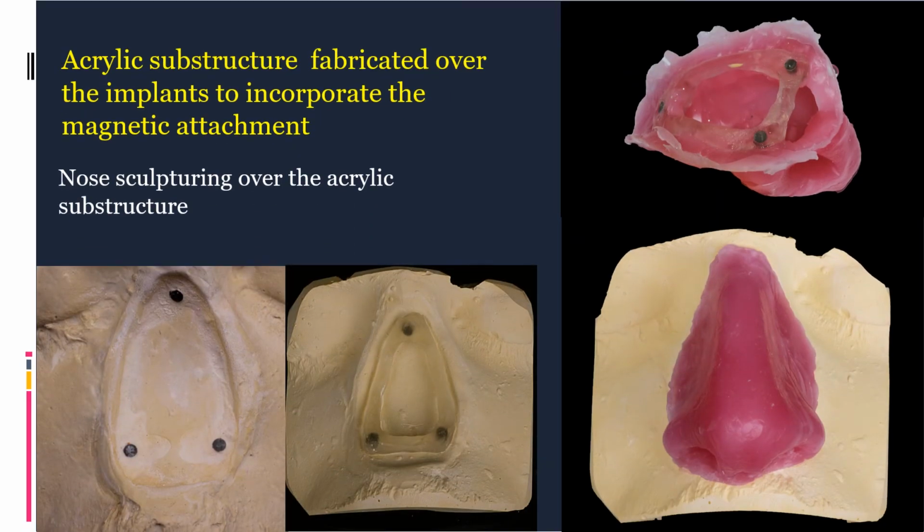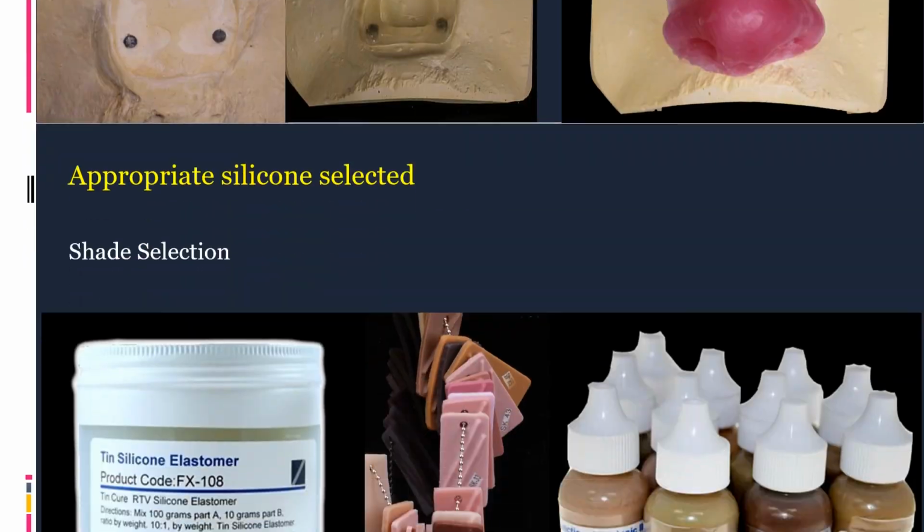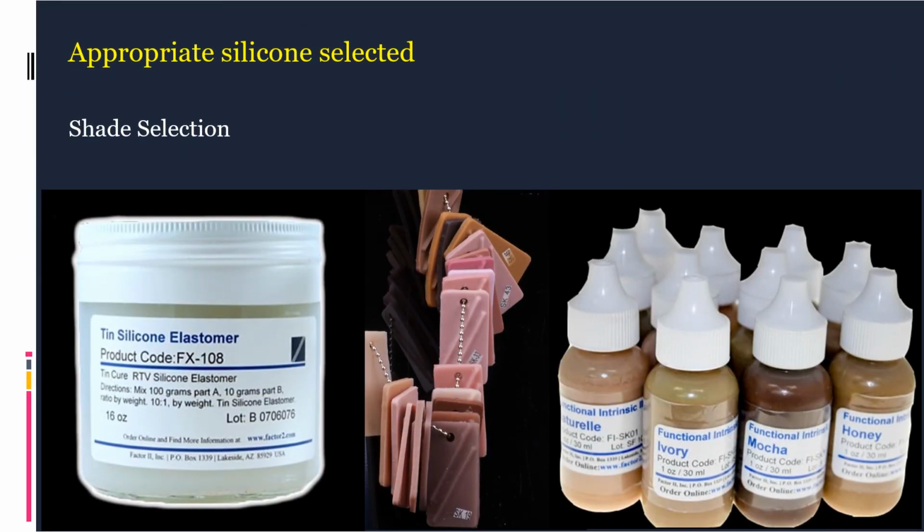If implants were installed after the resection, acrylic substructure is fabricated over the implants to incorporate the magnetic attachments. Nasal sculpturing is completed over the acrylic substructure. During the nose trial appointment, the appropriate type of silicone is selected and the intrinsic color matching is started.